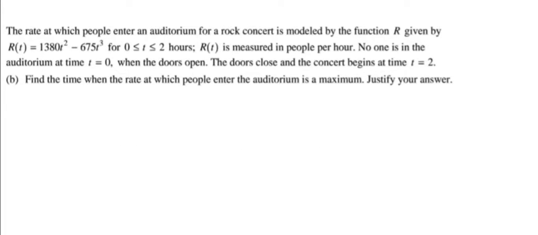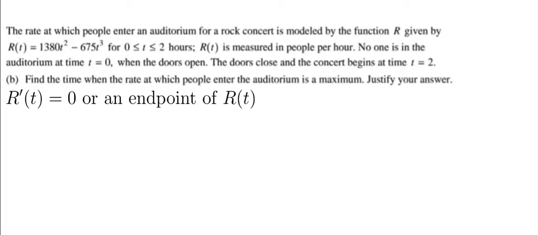Part B. Find the time when the rate at which people enter the auditorium is the maximum. Justify your answer. We know that for the rate at which people enter the auditorium to be a maximum, either the derivative of the rate, r prime of t, equals 0, or it is at an endpoint of r of t, and we know the endpoints are at time t equals 0 and 2 because those are the endpoints of the time frame we are given.